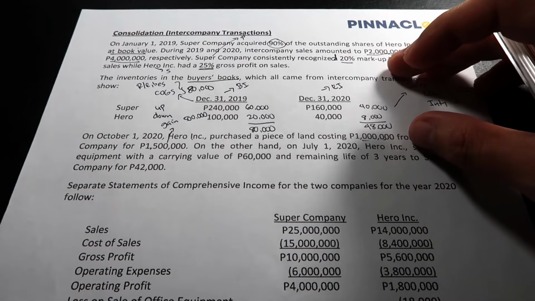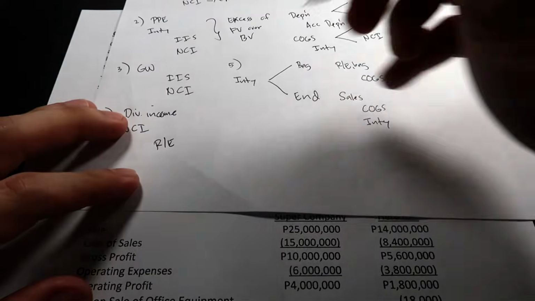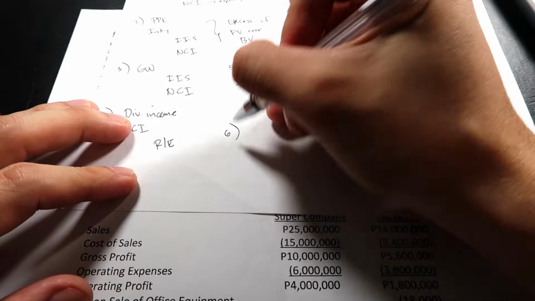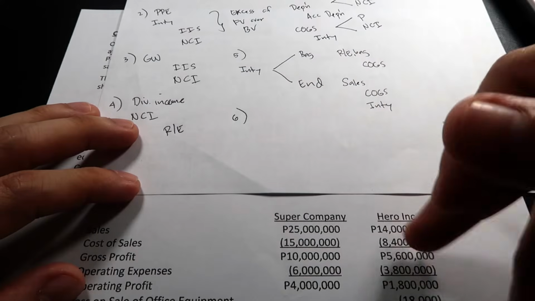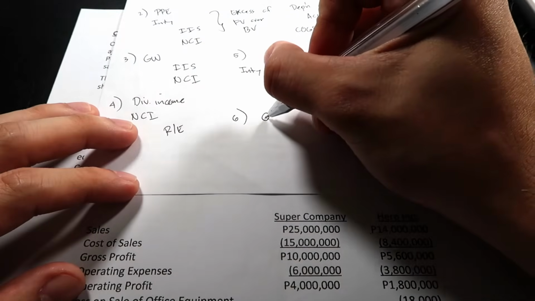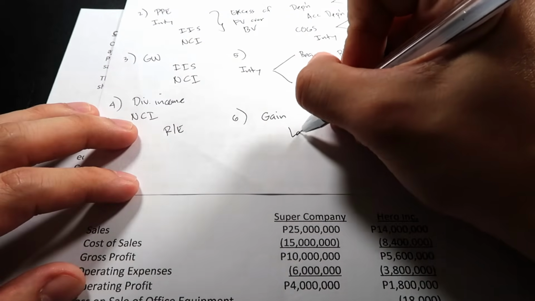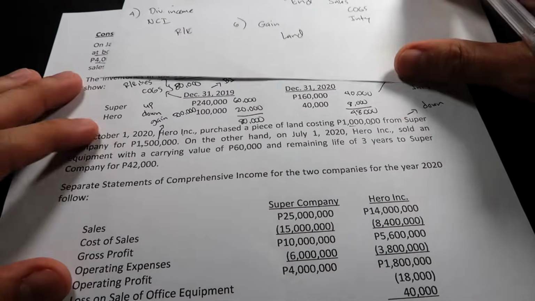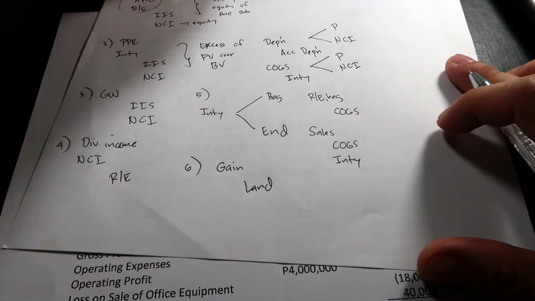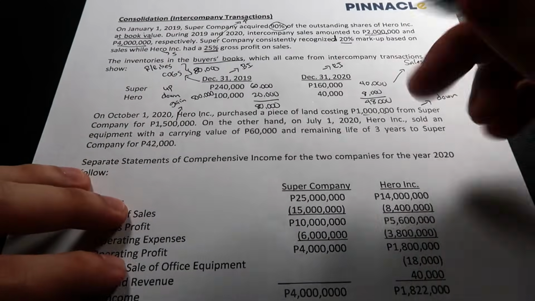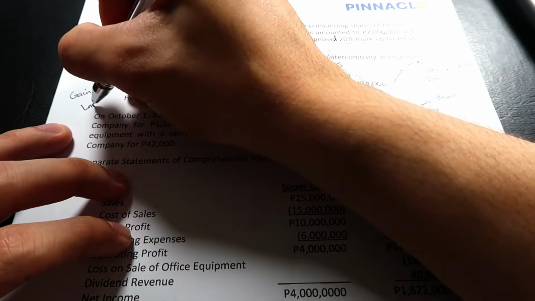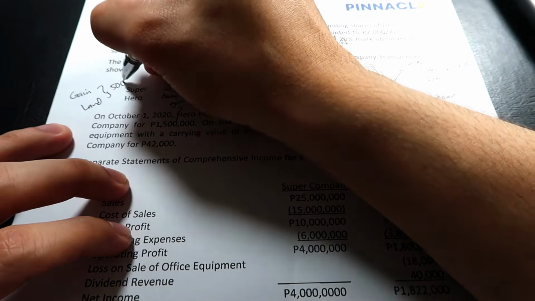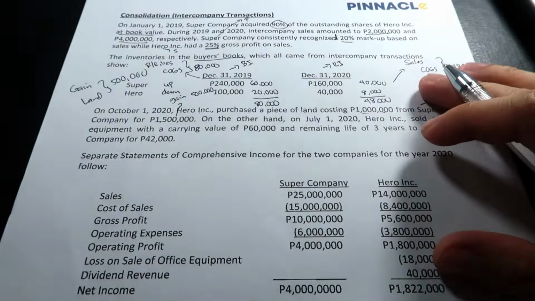Actually, let me show the entry now. Entry number 6. This is a non-depreciable asset because it's land. In this case, there is a gain, right? We will eliminate the gain. Debit gain, credit land for 500,000. Let's put it here as well. Debit gain, credit land, 500,000. Alright.